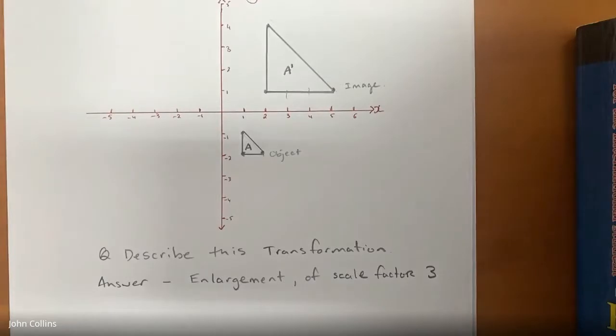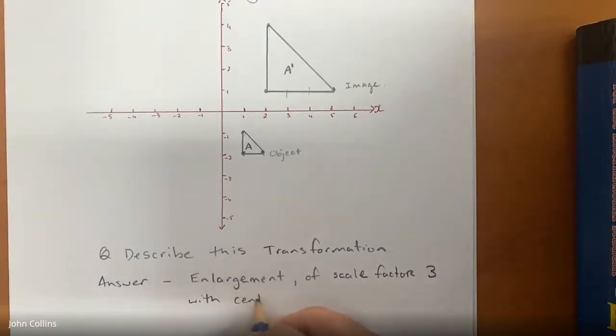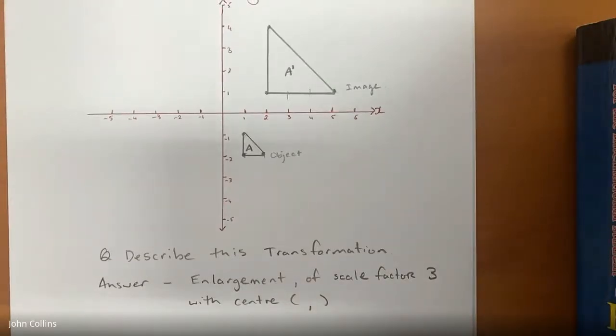But there's one more thing that we need to do to describe it. There's one more thing, and that is called the center of the enlargement. It's a point, but I haven't found it yet. So there's three things to describe it. First, it's an enlargement, so it's got bigger. Then 3 times bigger for scale factor. But we need to find the center of enlargement. And this requires some construction lines to find the center of the enlargement.